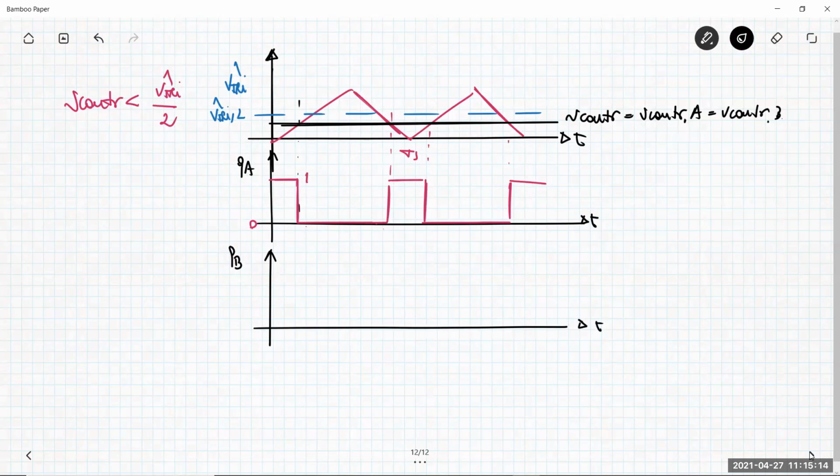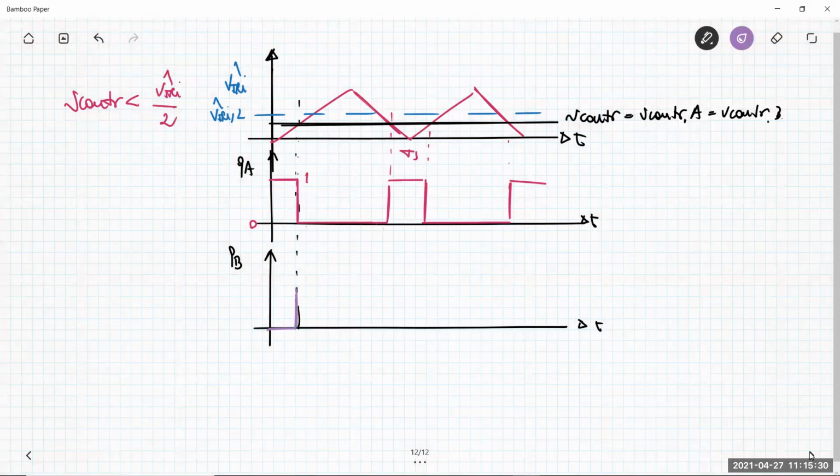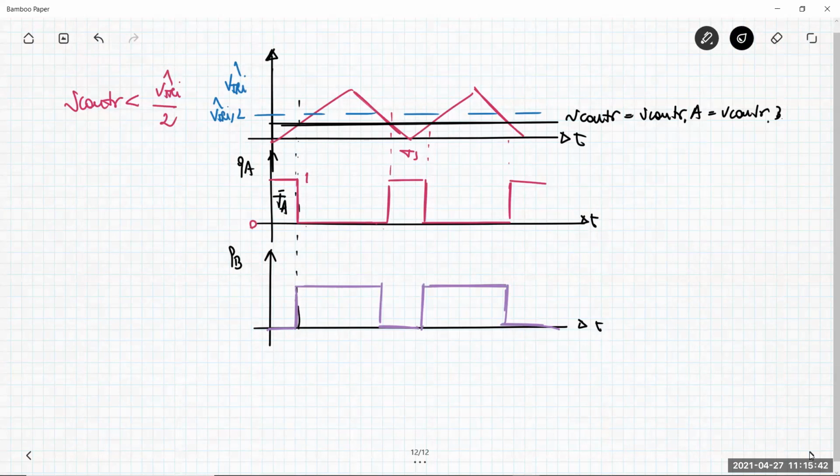QB is obtained by using the same control voltage, so the same comparison, but with an opposite generation law. So we have to consider that at this time interval, QB now goes from 0 to 1. Again, we have TA plus here, TB plus here.